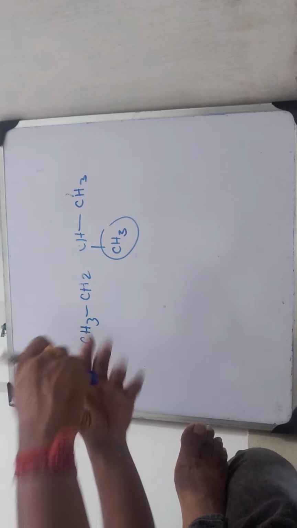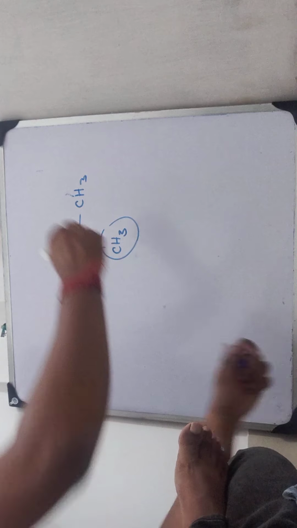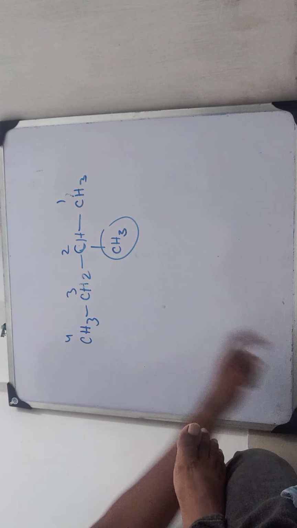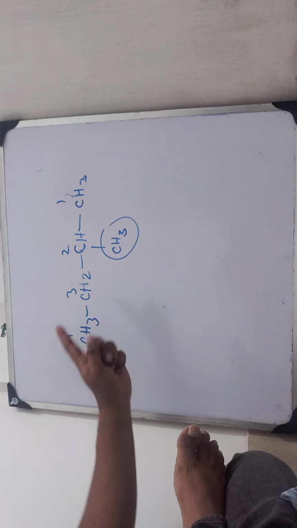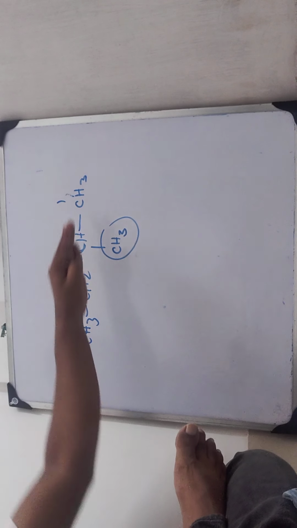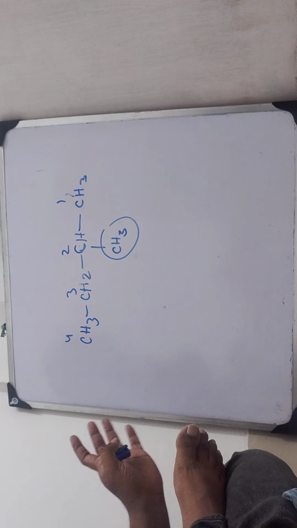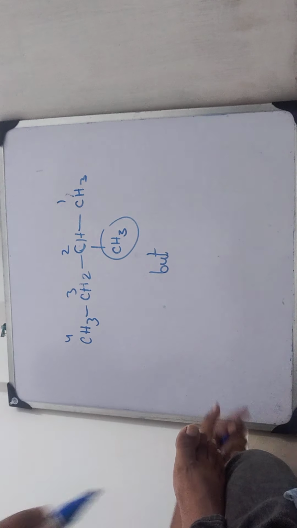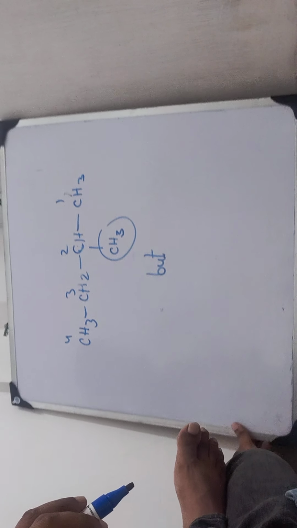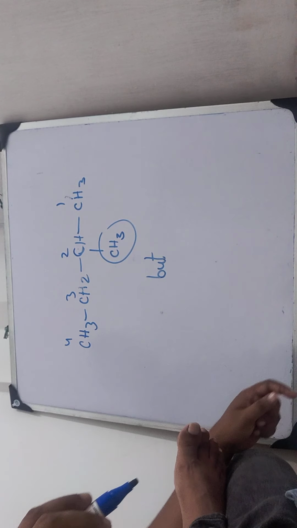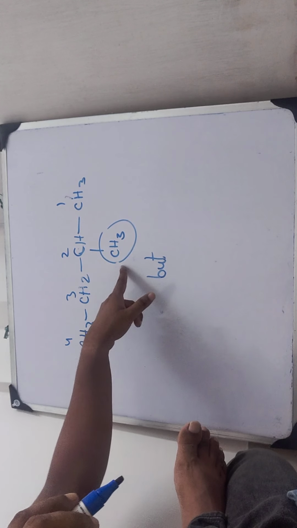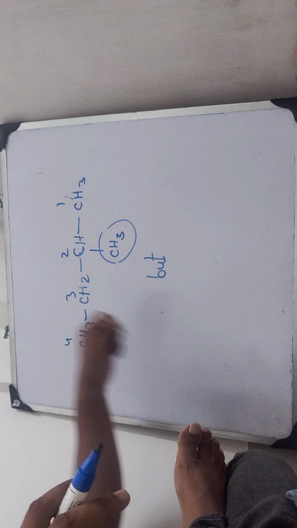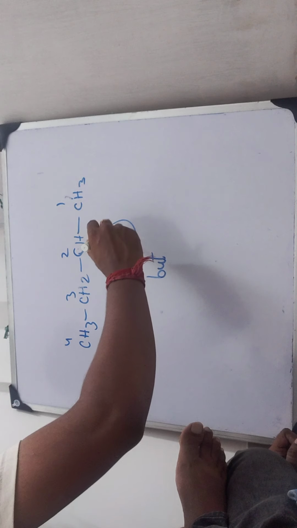We will start the numbering from here. So if we start the numbering from here, then what will be the name of the compound? 1, 2, 3, 4. There are 4 carbons in the longest chain. In total there may be 5 carbons, but in the longest chain how many carbons are there? 4. Then we will have to write but first. Next step is to place the branch in it. To which carbon is the branch attached? Number 2 carbon.